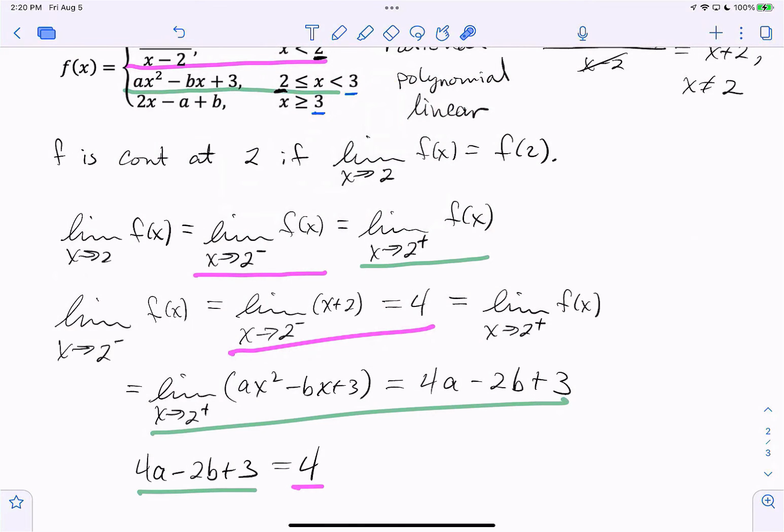Now what I'd like you to do is examine what should happen when x is 3 for these other limits, and then go ahead and solve for a and b. Pause the video, do that, come back when you're done.